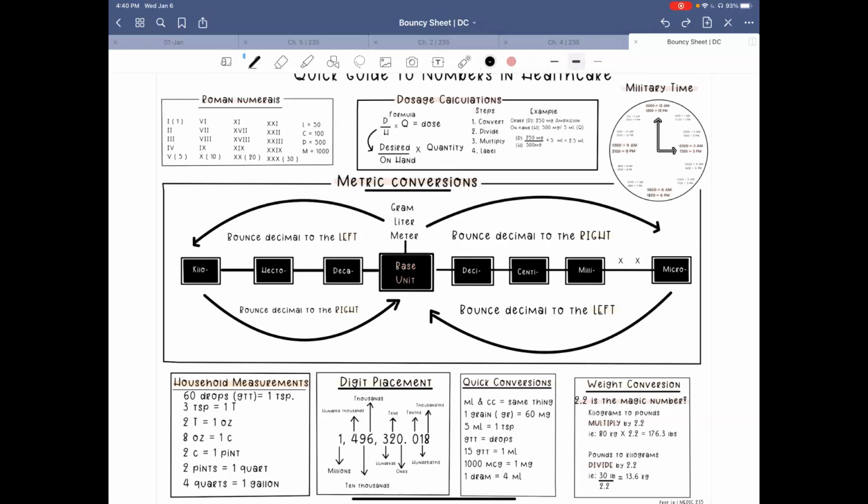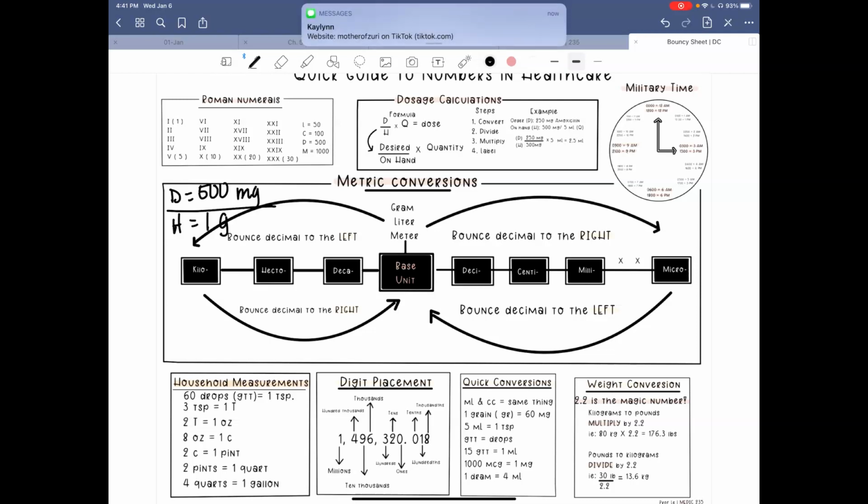So sometimes the desired dose, or what we want, is 500 milligrams, but on hand we only have 1 gram. Okay, so we need to first make this label and this label match. In order to do that, we are going to have to figure out how many milligrams.